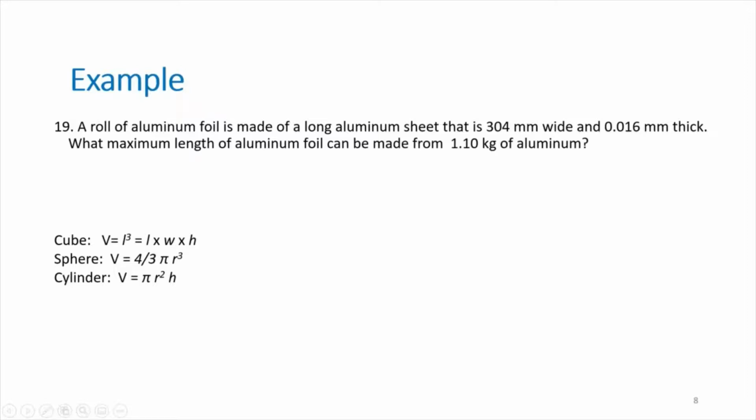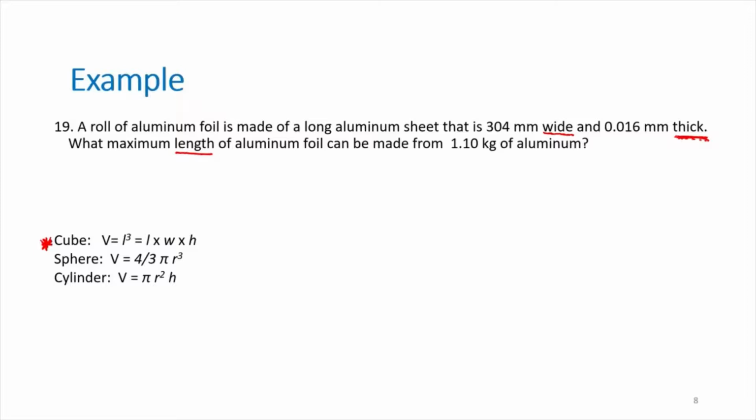So how are we going to go about solving this? Well, we're given some equations here: cube, sphere, and cylinder. And thinking about this one, if I've got my width and I've got my thickness, I'm going to use cube. I'm going to figure out how long I can make this piece of aluminum foil and compare that back to, so I'm looking for length here, but I've got my kilograms. I know my width and my thickness. I can use all this information to figure out what length of aluminum foil I can find.